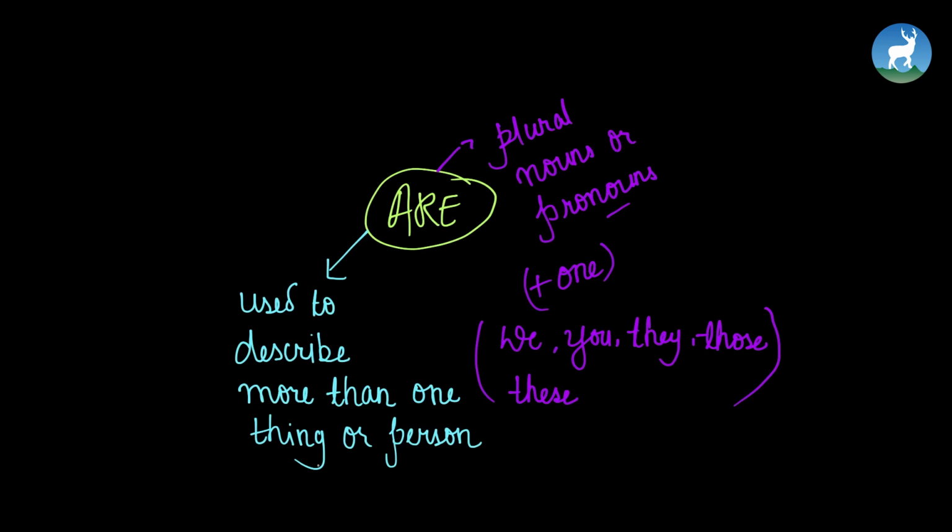So, let's say, for example, "They are students." Here we have the plural pronoun "they," which is the first part of the sentence, and it's getting linked with "are," and with the last part of the sentence, that is "students."